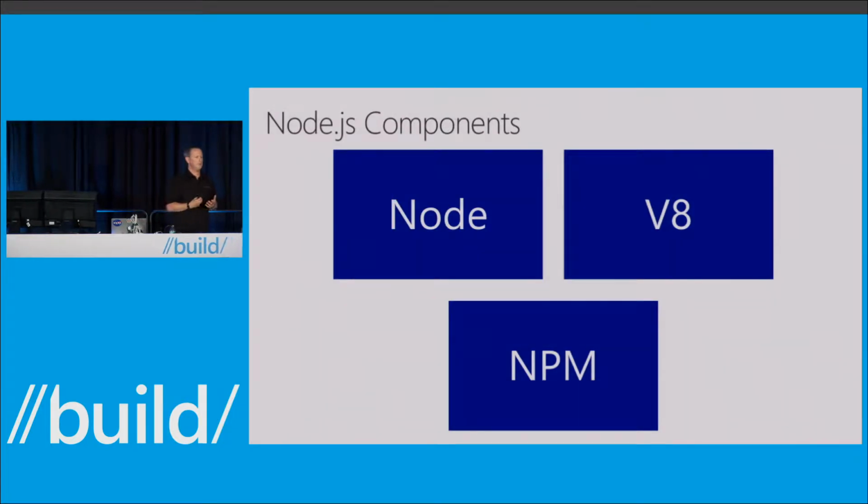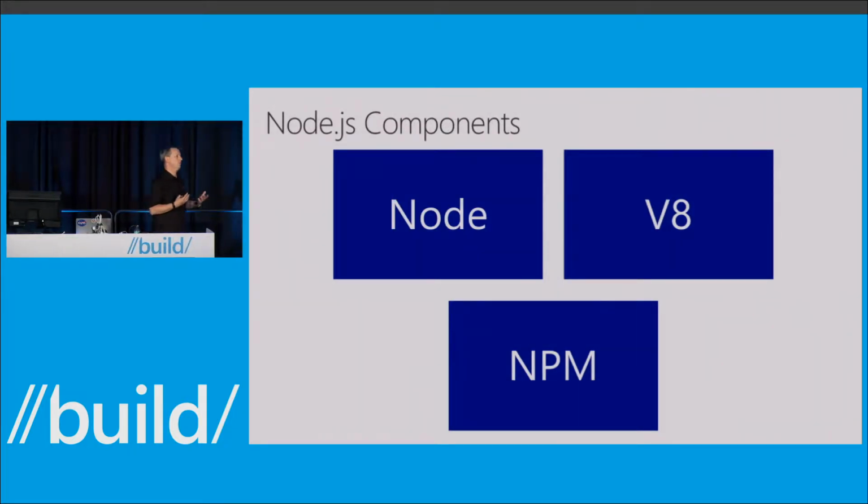So what makes up Node? Well, Node is essentially the runtime, but it's also a bit of a wrapper and an API around something called V8. V8 is Google's JavaScript runtime that we have in the Chrome browser or in Chromium. And what Node does is it essentially hosts that on a server-side implementation.